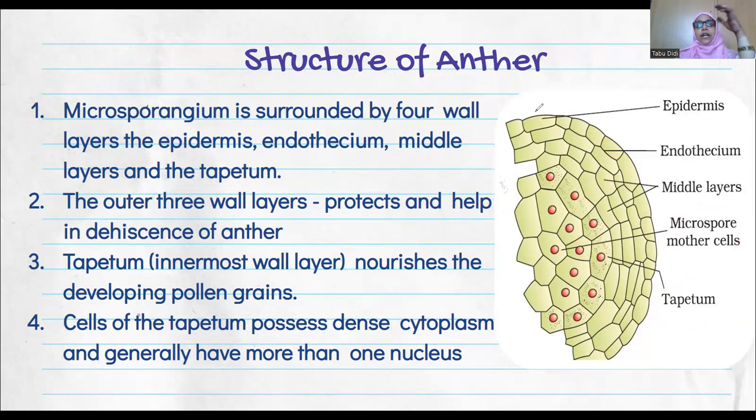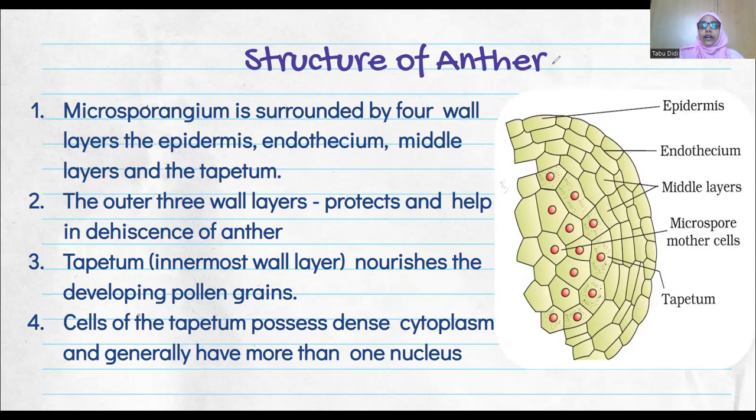So the microsporangia are made up of 4 layers: epidermis, endothecium, middle layers, and tapetum. The first three are protective layers. The very first protective layer, epidermis. After that, endothecium. After that, the protective middle layers. After that, the nourishment-giving cells known as tapetum, and inside that are the microspore mother cells, which will finally divide and multiply and give rise to the male gamete, that is the pollen grains.